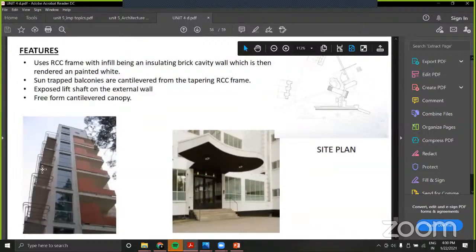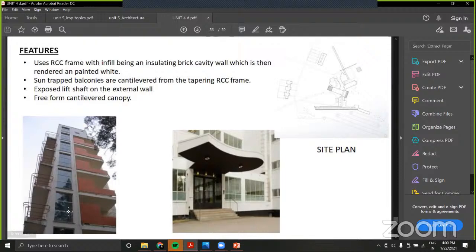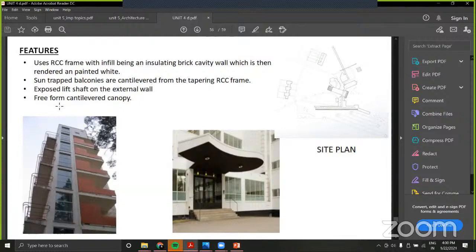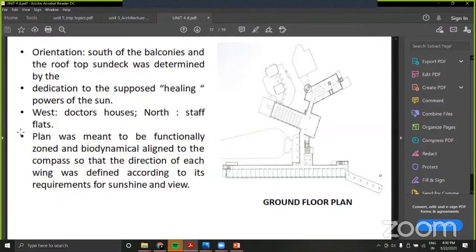Yeah, these are the balconies which I told you. These are the patients' rooms and these are the balconies, so they can use this balcony while they are not sick, or if they want to cure themselves. The building uses an RCC frame with infill of insulated brick cavity wall, which is then rendered and painted. Sun trap balconies are cantilevered from the tapering RCC frame. These are cantilever balconies, with the lift shaft exposed on the external wall and a free form cantilever canopy.